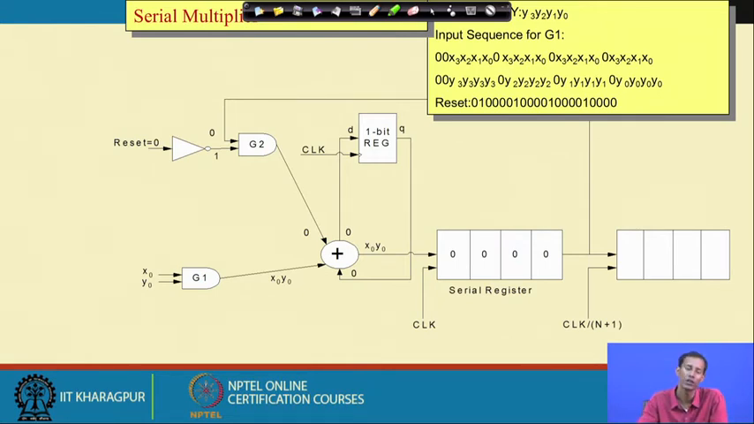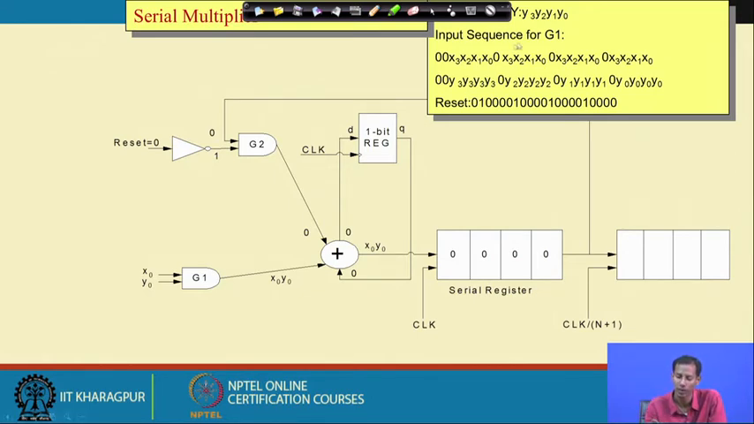But in this case, what is the advantage? Here, as I am considering the sequential case, the serial multiplication, at that time I can do it using only one adder. So the hardware requirement for this type of architecture will be lower.